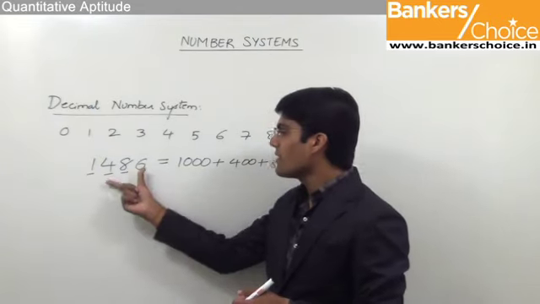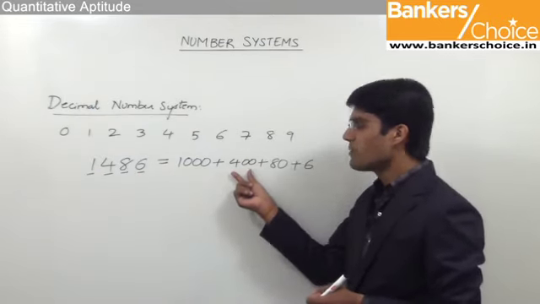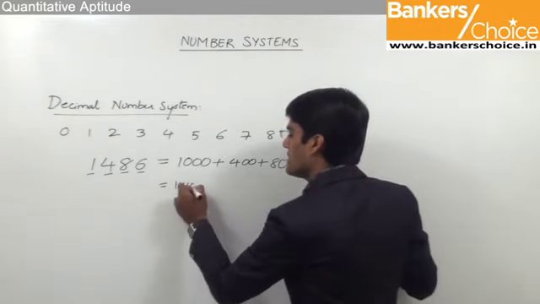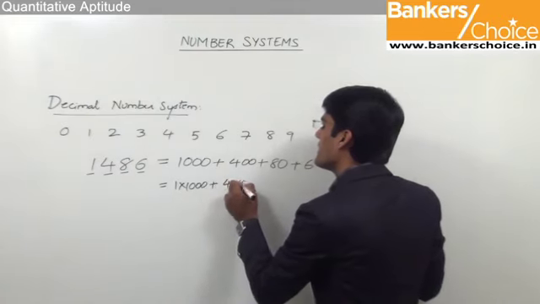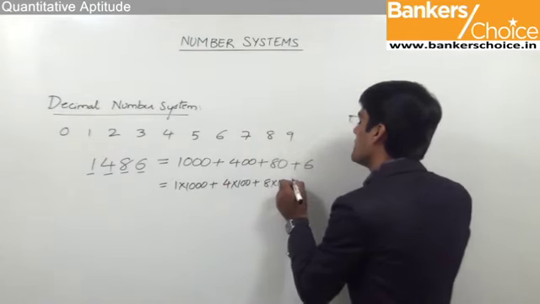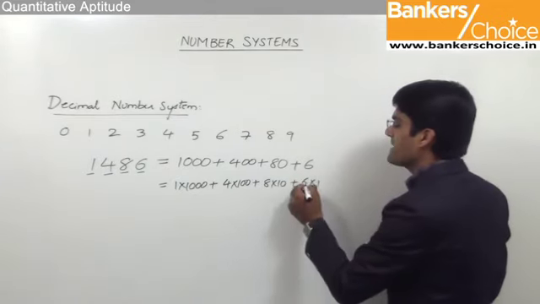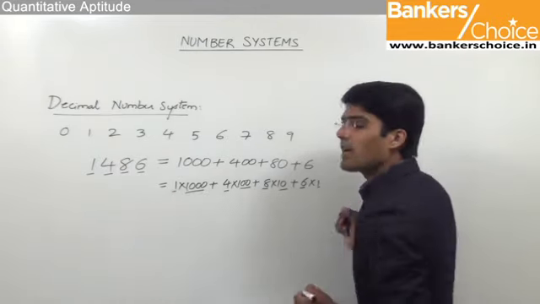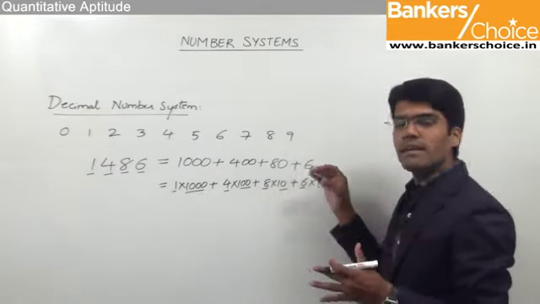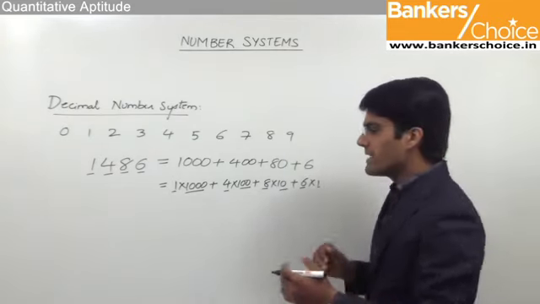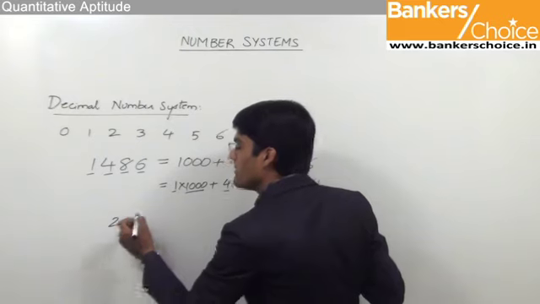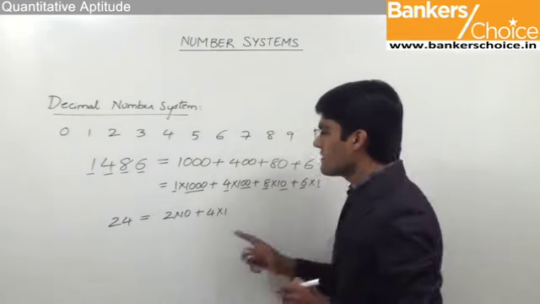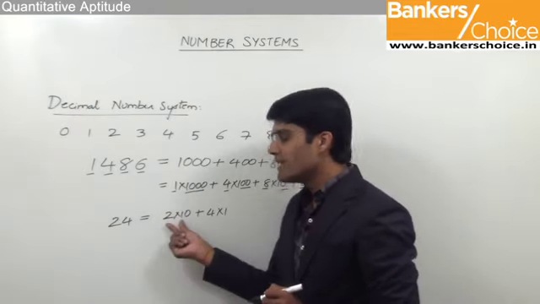So that is the reason the correct way of taking the number here would be 1000 plus 400 plus 80 plus 6. That is nothing but 1 into 1000 plus 4 into 100 plus 8 into 10 plus 6 into 1. That means we have 6 in units place, 8 in tens place, 4 in hundreds place and 1 in thousands place. So this is how a number is represented in decimal number system. For example, let's say the number is 24. 24 should be taken as 2 into 10 plus 4 into 1. Why? Because we have 4 in units place and 2 in tens place.